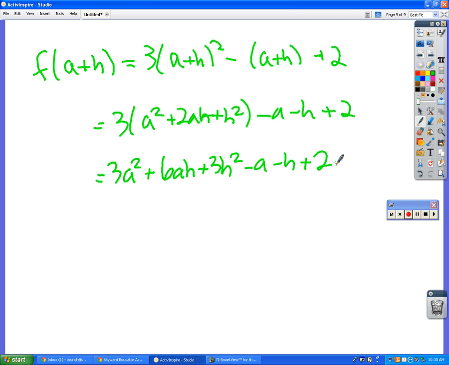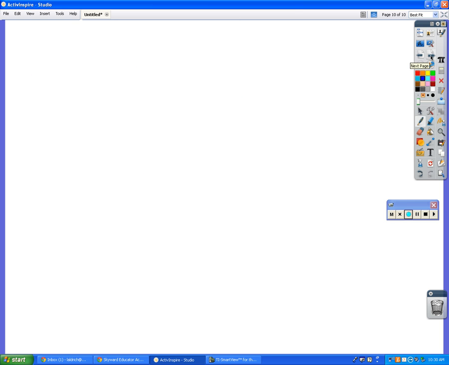All right. What else? 24. What's the difference quotient? Evaluate the difference quotient for the given function.